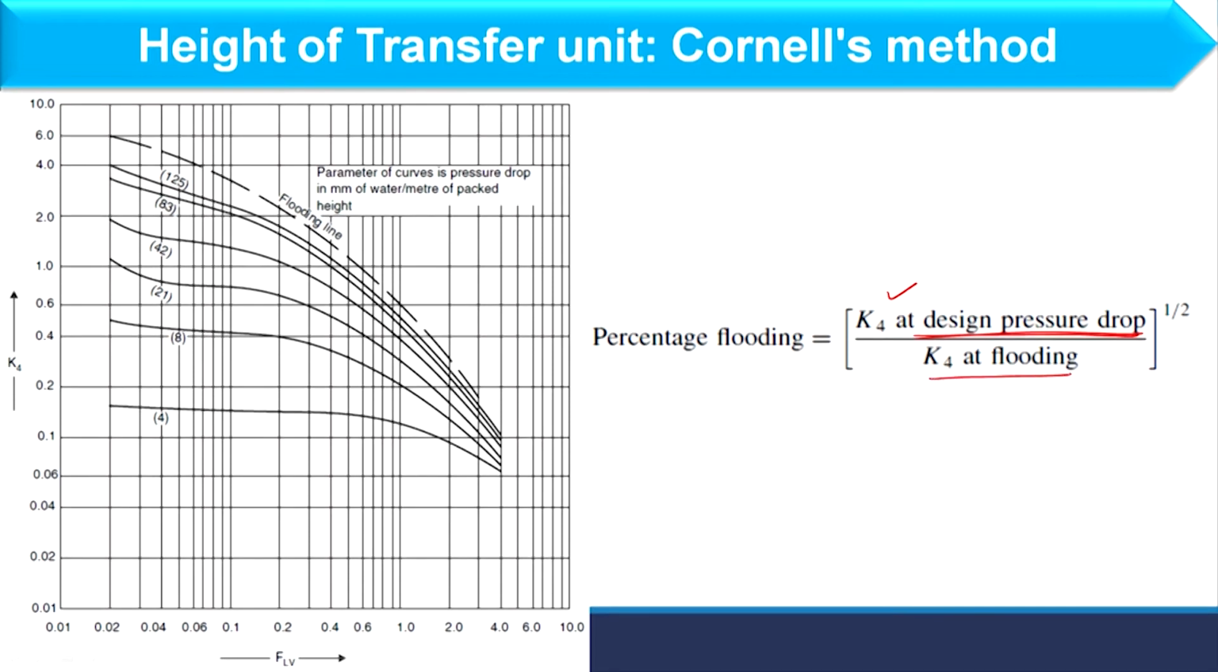Drop, and K4 at flooding condition, power 0.5 into 100, because this is basically the percentage flooding, right. So, if you consider this, here on the y axis I am having the K4 value, and on the x axis we have the FLV value, and the FLV value you can obtain from this.